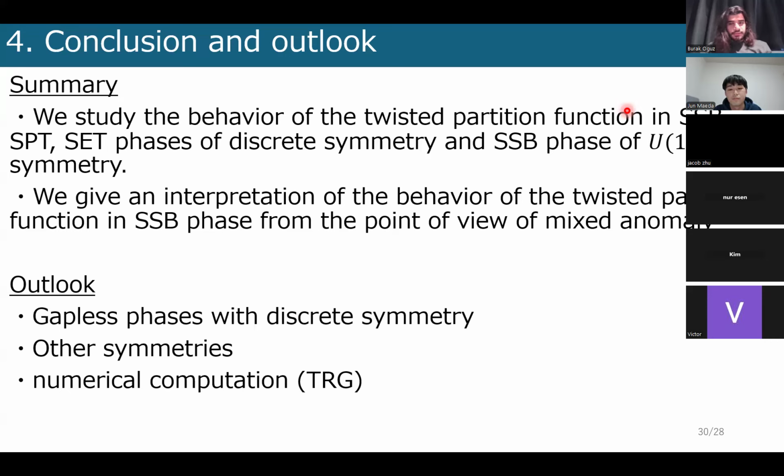Okay, maybe I can ask one question. I remember in your paper you were also discussing SymTFTs, and you were explaining these results from that perspective. Can you briefly explain the idea for how SymTFT captures these things as well?